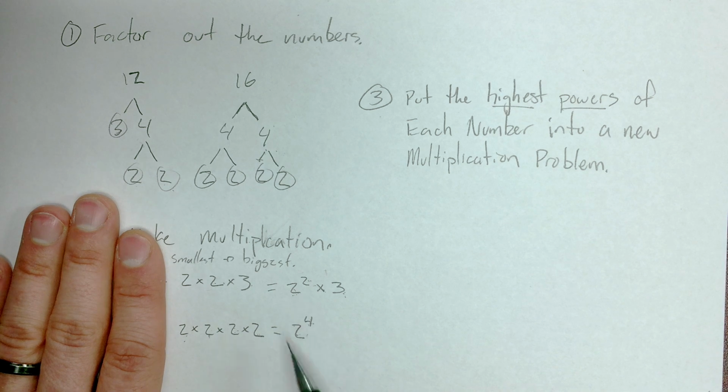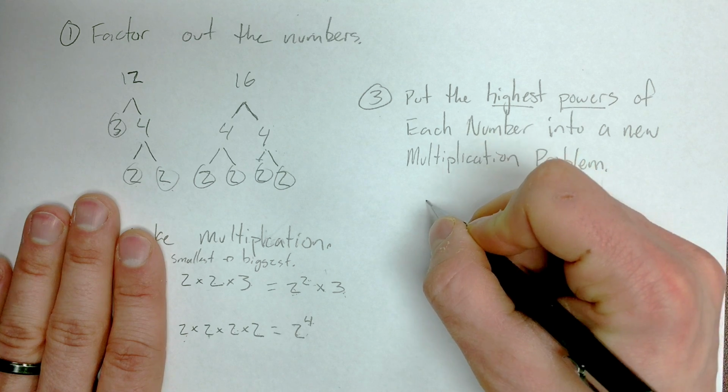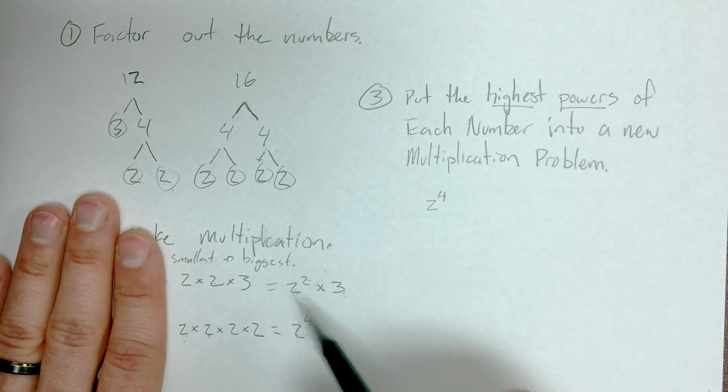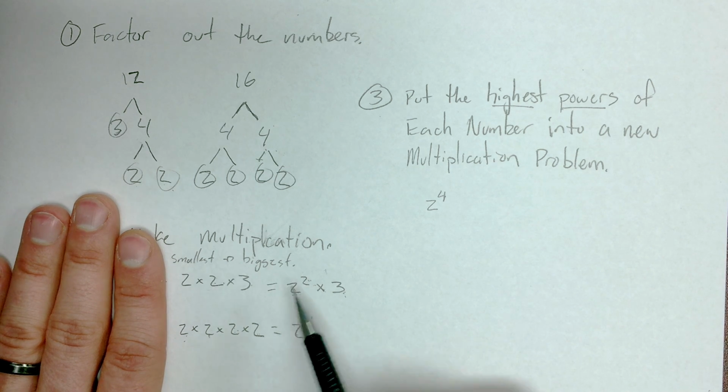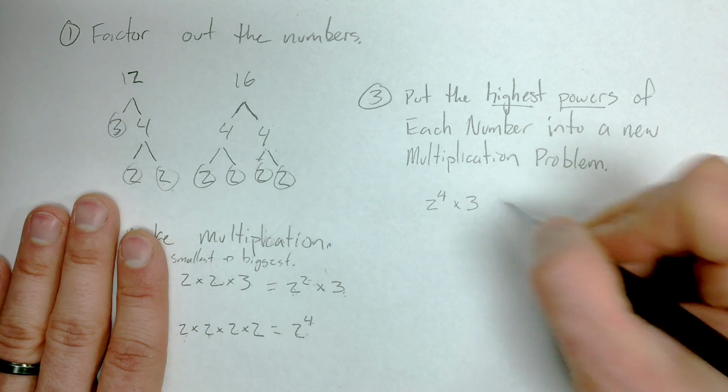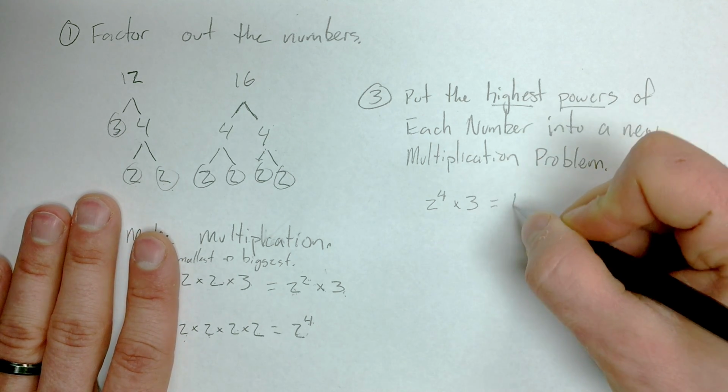So 2 would be the smallest number with the highest power of 4. So I'm going to write that here, 2 to the power of 4. Now we're done with the 2's. All the 2's, we can ignore the 2's now. So now we're just left with a 3 times 3 to the power of 1, and this is going to equal the LCM.